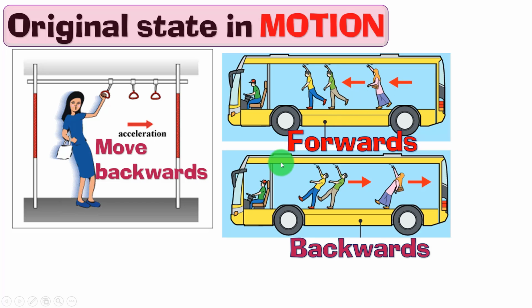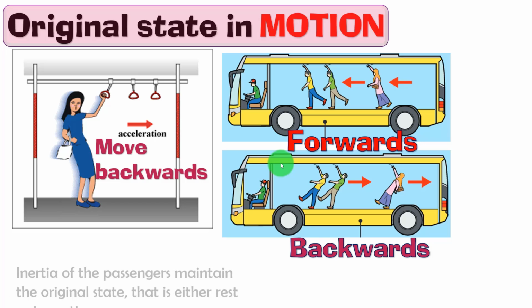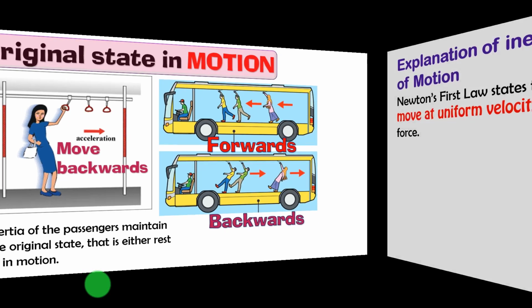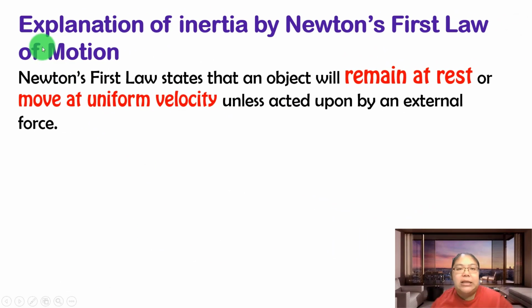Okay, let's see the explanation for this situation. Okay, the inertia of the passengers, they want to maintain the original state, that is either rest or motion. Okay, because of the inertia, in this situation we find that in some cases they go forward, in some situations they go backwards. Okay, now we're going to see the explanation of inertia by using Newton's first law of motion.